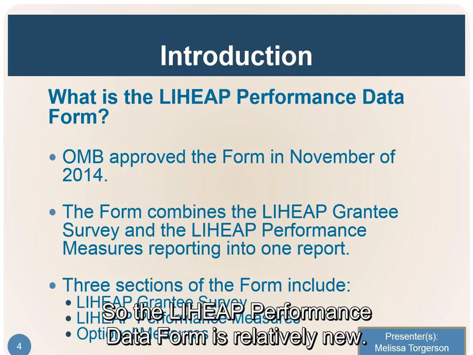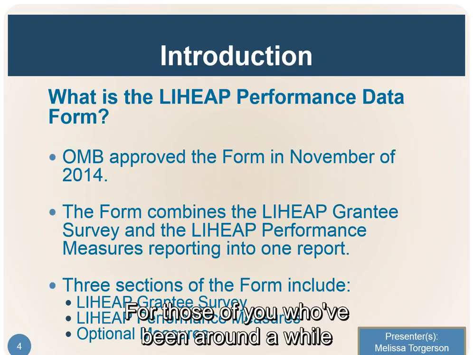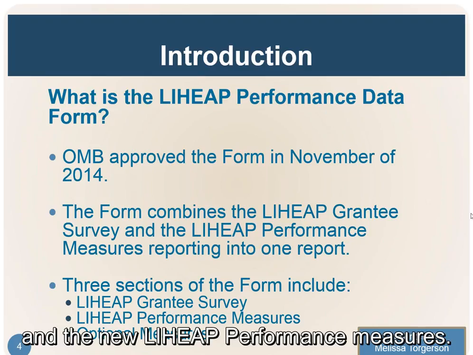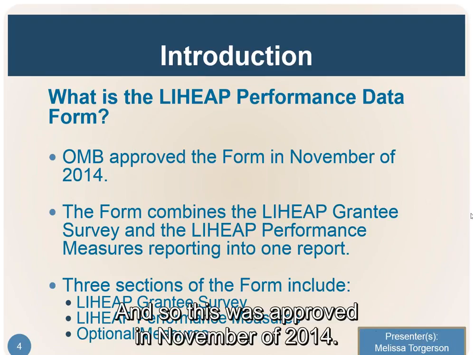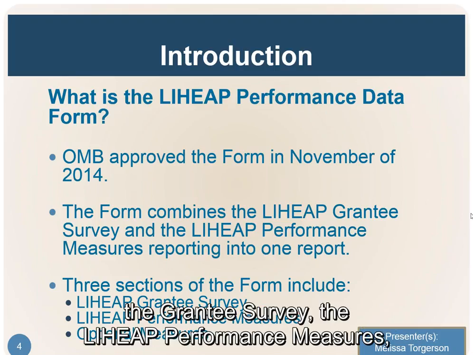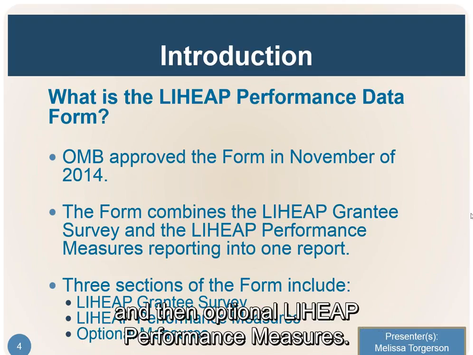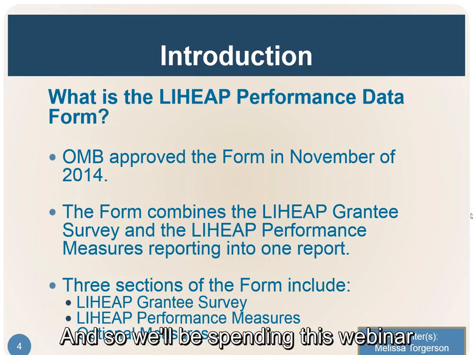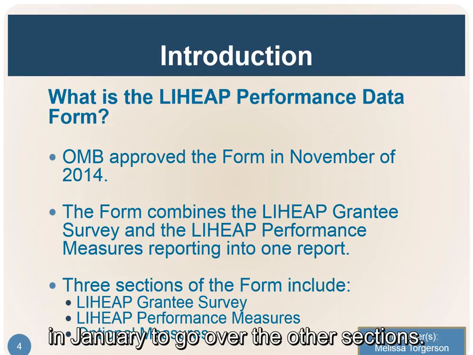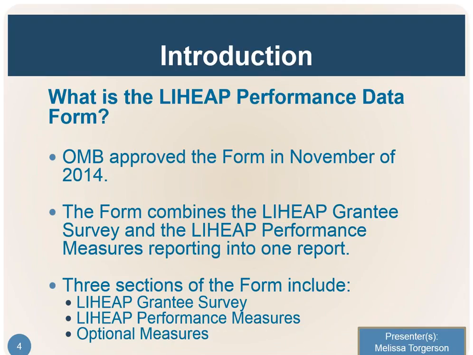So the LIHEAP Performance Data Form is relatively new. For those of you who have been around a while, this is a combination of the Grantee Survey and the new LIHEAP Performance Measures. This was approved in November of 2014. There are 3 sections in the form: the Grantee Survey, the LIHEAP Performance Measures, and then optional LIHEAP Performance Measures. We'll be spending this webinar going over the Grantee Survey, and then we have another webinar scheduled in January to go over the other sections.